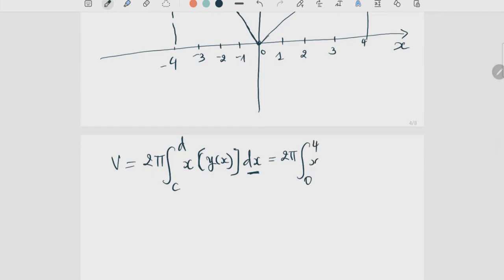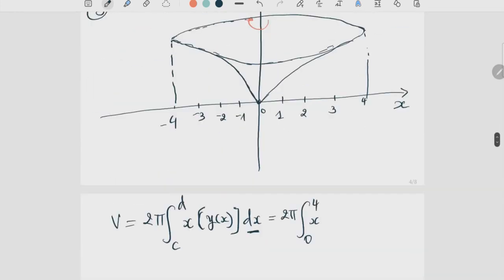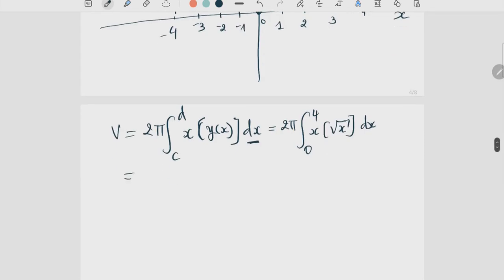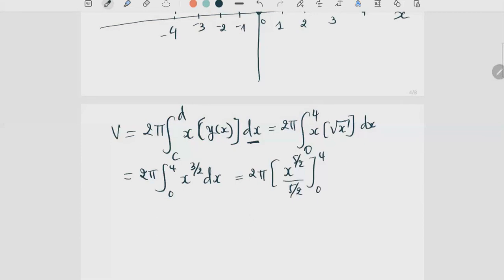x multiplied by y, or f of x, which is the square root of x, dx. That gives us 2 pi multiplied by the integral from 0 to 4 of x to the 3 over 2, if I'm not mistaken, dx. And that is just 2 pi multiplied by x to the 5 over 2 divided by 5 over 2, evaluated between 0 and 4, which is 2 pi multiplied by 4 to the 5 over 2 divided by 5 over 2, minus 0.